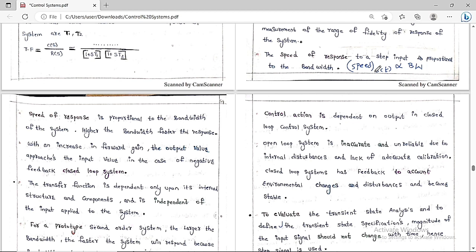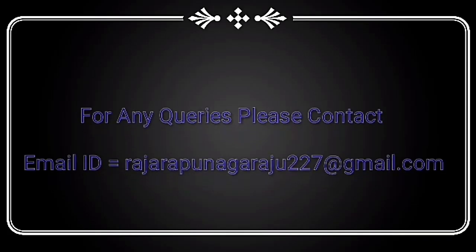So always you have to remember, the speed of the step response is always directly proportional to bandwidth. As the bandwidth increases, the speed of the step response increases. As the bandwidth decreases, the speed of the step response will decrease. This point you always have to keep in your mind. So therefore we can say, as the bandwidth increases, the speed of the step response will increase, and as the bandwidth decreases, the speed of the step response will decrease.